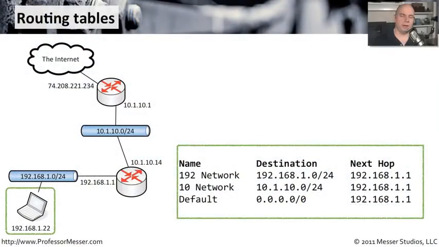I've built a picture of the network that is inside of my home office. I have a couple of routers. I have an internet connection. I have a connection right in the middle, which is this 10 dot network in the middle. And the other workstations on my network are connected to this 192 network.